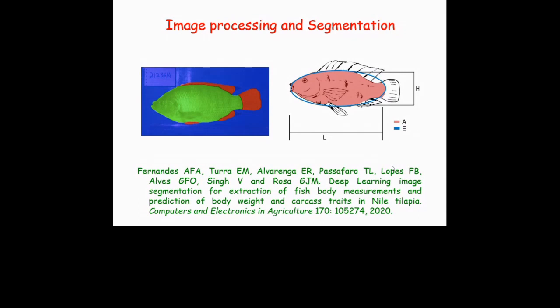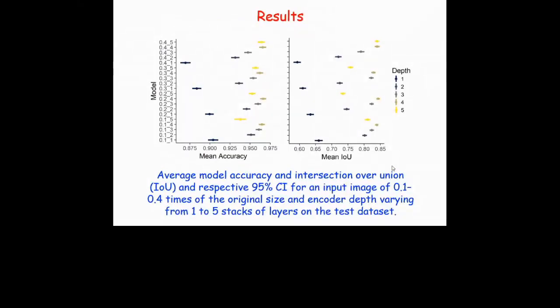So this is a little bit of results. Intersection over union, trying to locate the body of this fish, and the depth of the deep learning models that we are using.